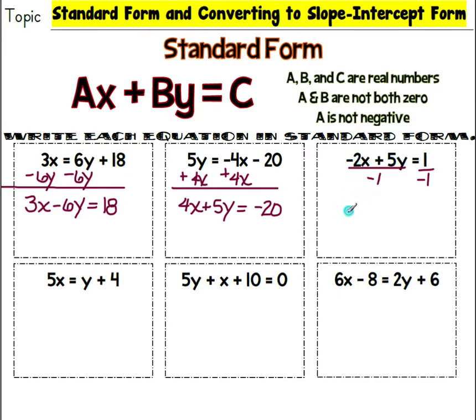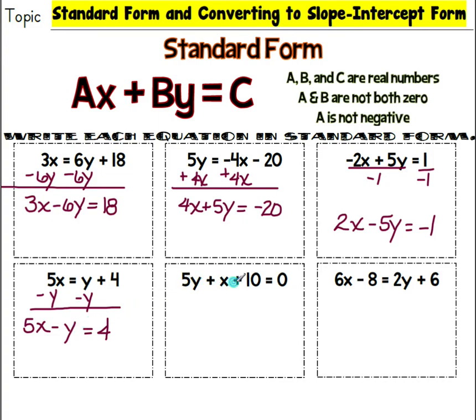And so all that is going to do is change the sign of each term in the equation. So negative 2x divided by negative 1 would be a positive 2x. A positive 5y divided by a negative 1 would give us a negative 5y. And 1 divided by negative 1 would give us negative 1. So now we have our equation in standard form where a is not negative. So looking at the next one, 5x equals y plus 4. So we need to move our y term to the left side, so we could subtract y. So then we have 5x minus y equals 4. So that is an equation in standard form.